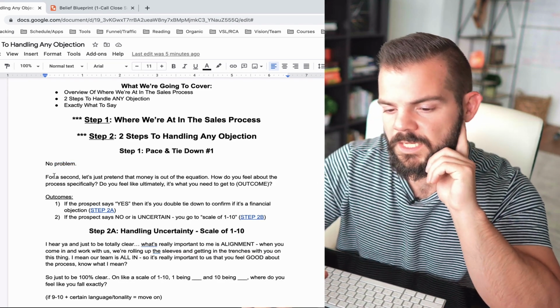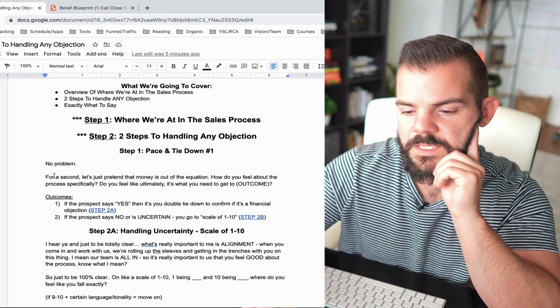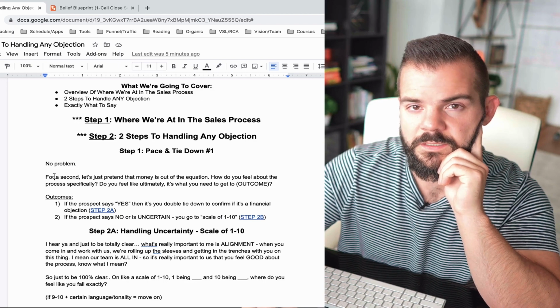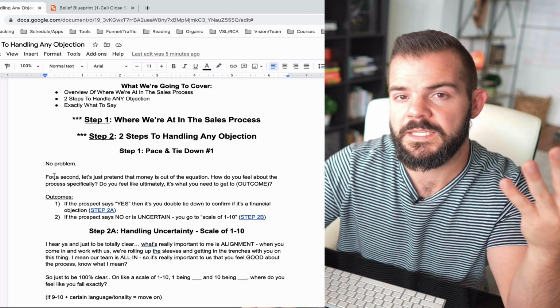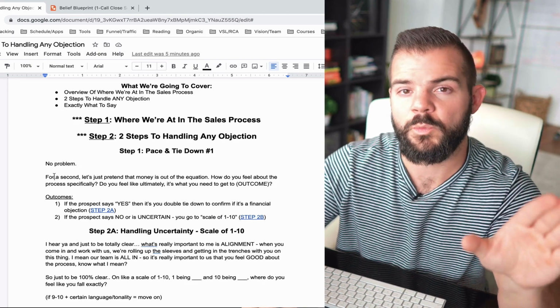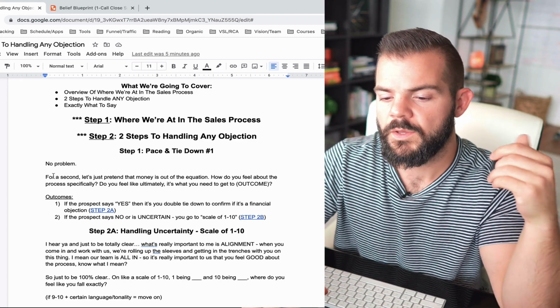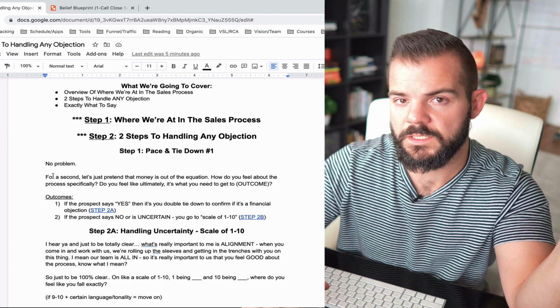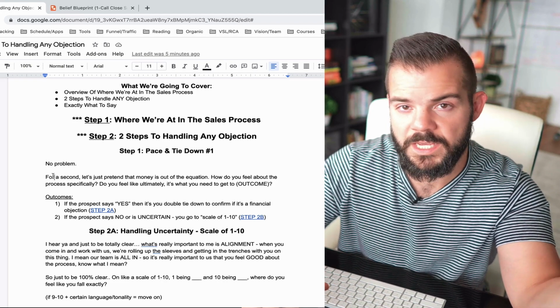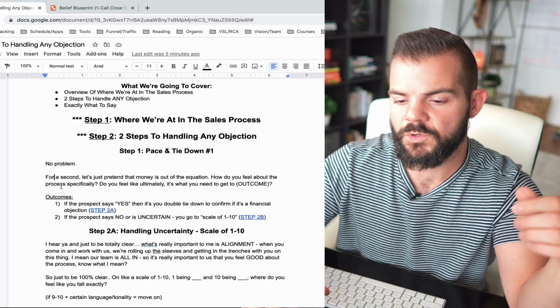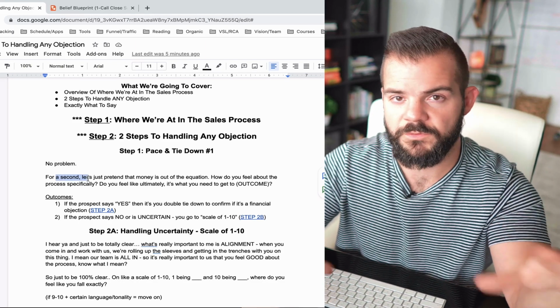And now for a second here, let's just pretend that money is out of the equation. How do you feel about the process specifically? We covered 4 big key components about what we do and how we help clients get to the desired outcome, right? Do you feel like ultimately those 4 things is what you need to grow your agency to 20K a month, ultimately 240K a year? So what I'm doing here is I'm saying no problem, diffusing the sales pressure.